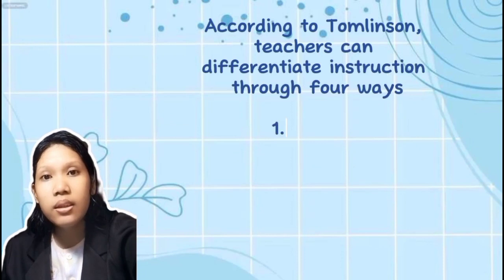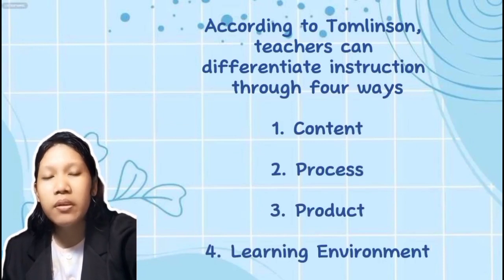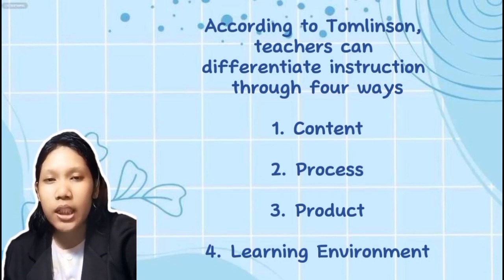According to Tomlinson, teachers can differentiate instruction in 4 ways. Number 1 is content, number 2 is process, number 3 is product, and lastly number 4, learning environment. Let us now proceed to the examples of differentiated instruction.